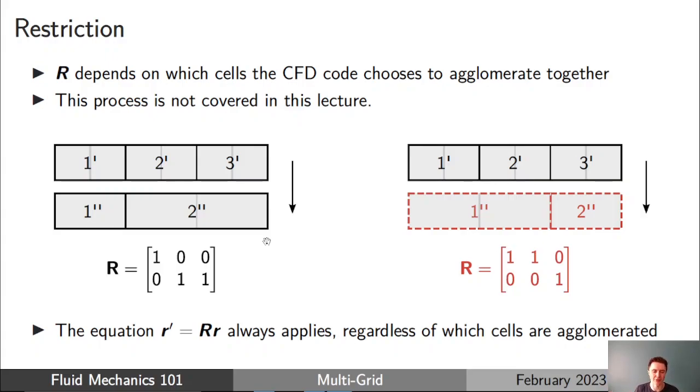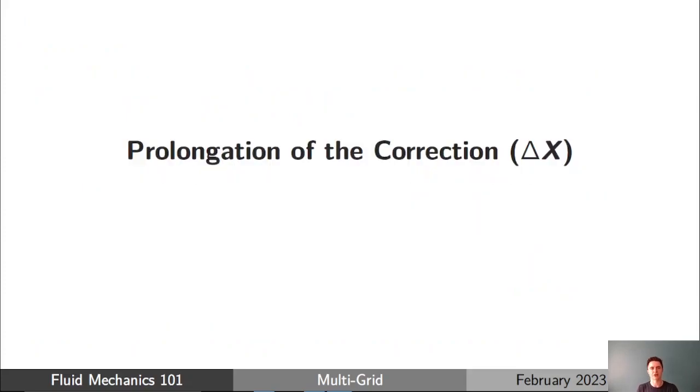All we need to know is that to restrict the residual vector from the original mesh to a coarser mesh, moving down a level, we're just going to multiply by the matrix R. And this equation is always going to apply, regardless of which method the CFD code uses to agglomerate cells together. R is always going to have the same shape. It may just have different 1 and 0 entries in it.